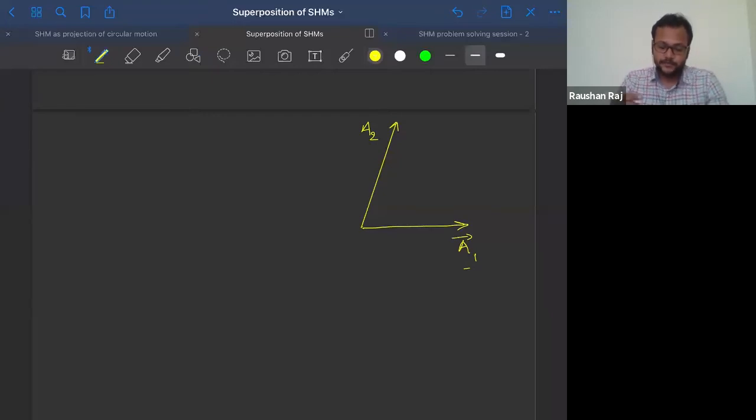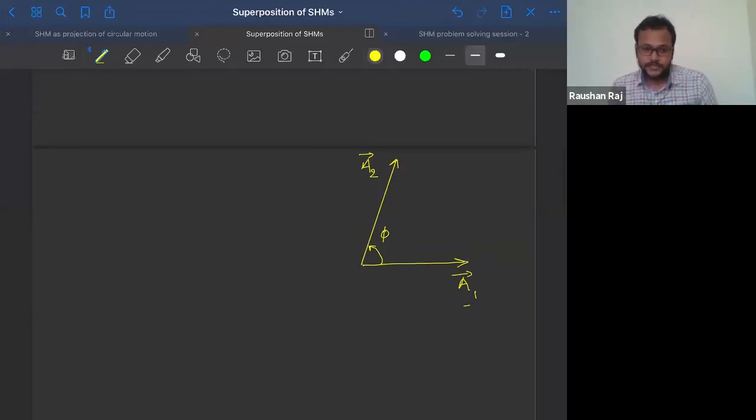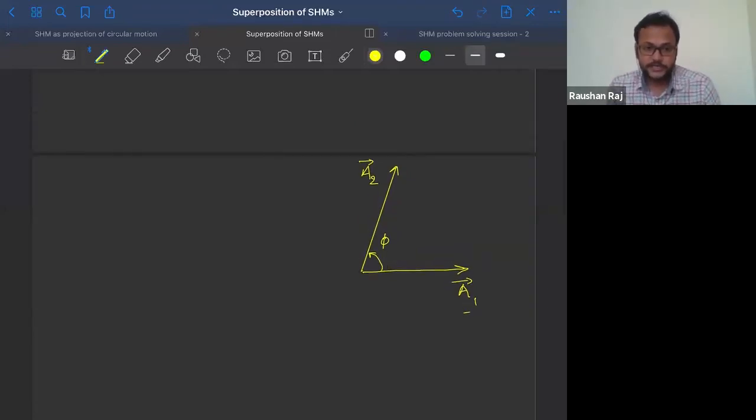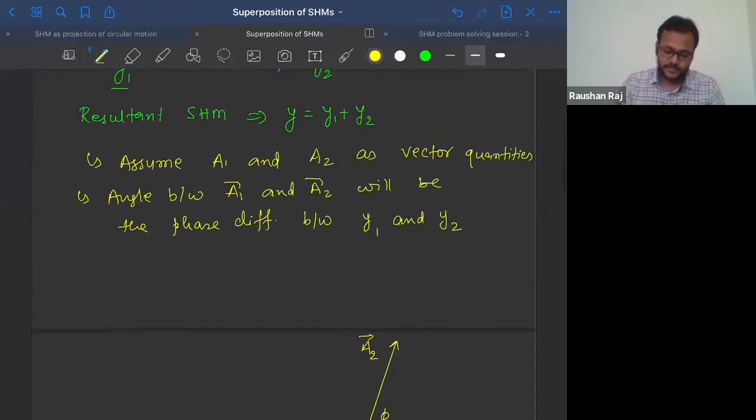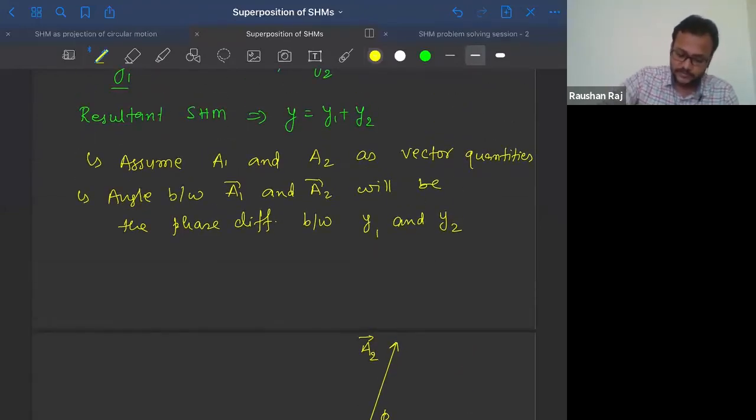Anyway, so if this is A1, this is A2, the angle between them will be considered as the phase. What is that phase? Phi. So this is nothing but the value phi. Let me write it here. I hope it is clear to all of you. Yes, Harshala, I am assuming the angle. So what will be the angle between A1 and A2? That will be the phase difference between Y1 and Y2.